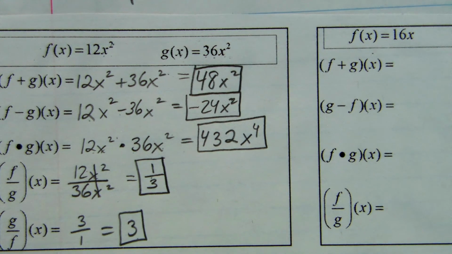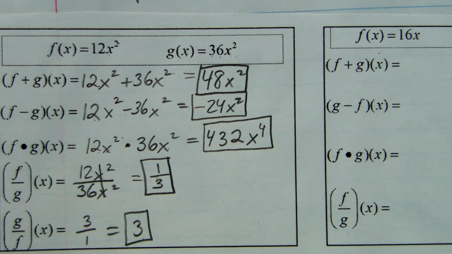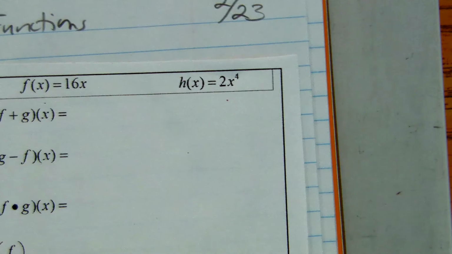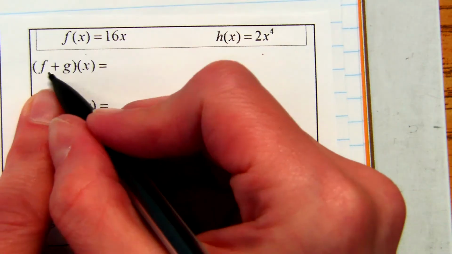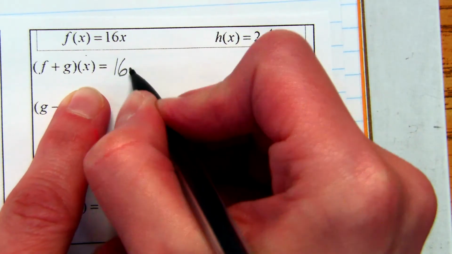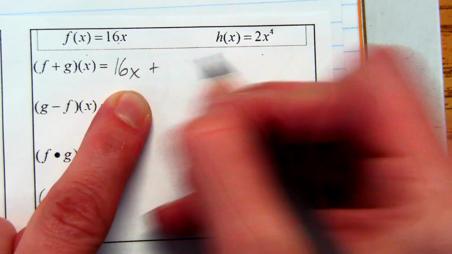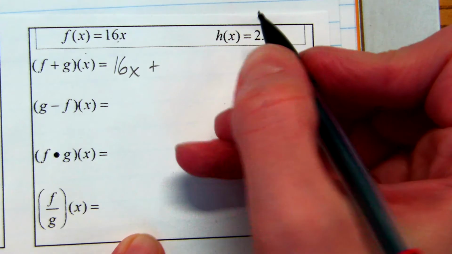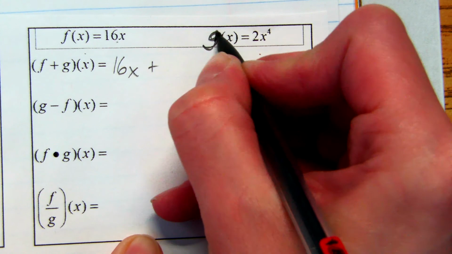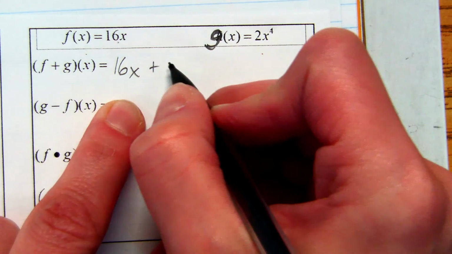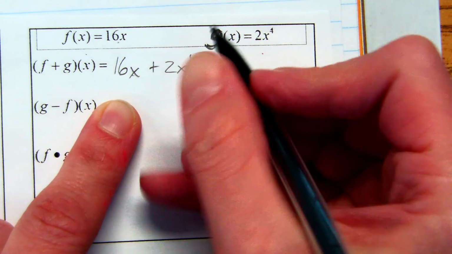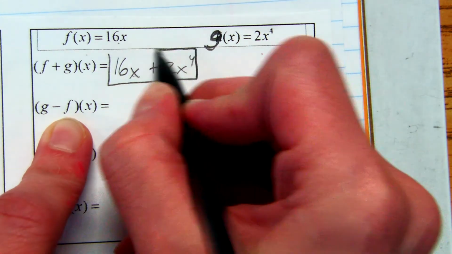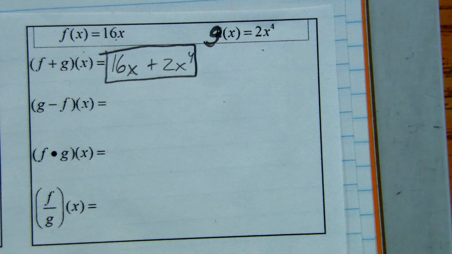Okay, next one. You'll like this one, I promise. These aren't that bad. So if I'm doing f plus g, I will have 16x for the f function. Oh, this is supposed to be g. It has an h. Let's change that to g. So plus 2x to the fourth. These are not like terms because they don't have the same variables. So all I do is box it. You write them down and put a plus sign between.